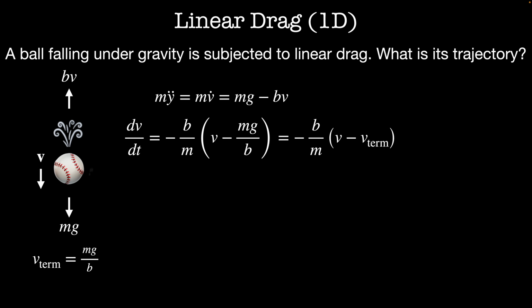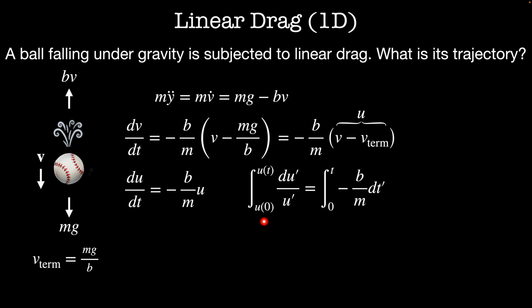So now this is a separable equation. Let me do a quick change of variables to make this a little easier to solve. Let me call this term here u. Now my differential equation is du by dt is equal to minus b over m times u. Let's collect terms and integrate. I end up with the integral from u at time 0 to u at time t of du prime divided by u prime is equal to the integral from 0 to t of minus b over m times dt prime.